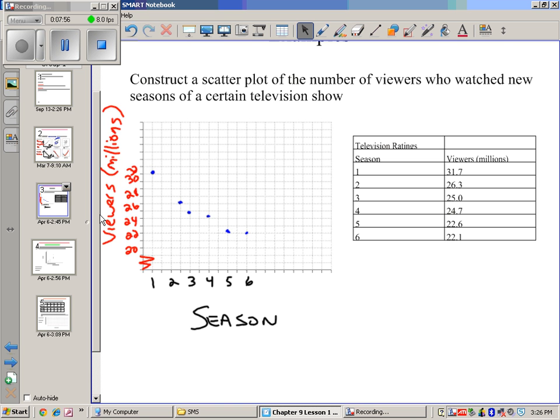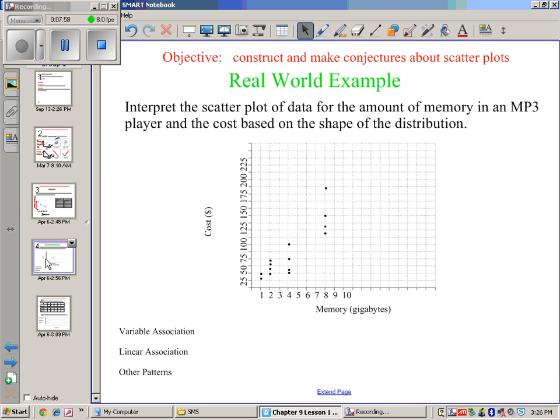Okay, let's move on to our next example, a real-world example. Interpret the scatter plot of data for the amount of memory in an MP3 player and the cost based on the shape of the distribution. Okay, so here they just want us to interpret the data. We have to make up the chart.